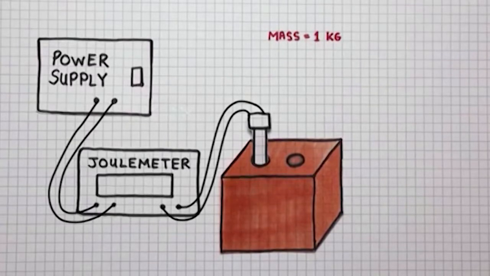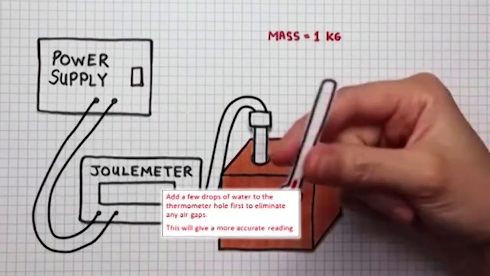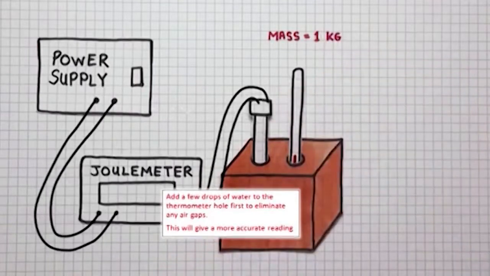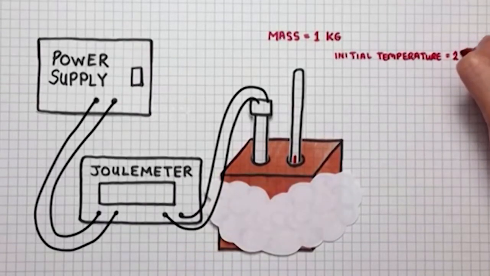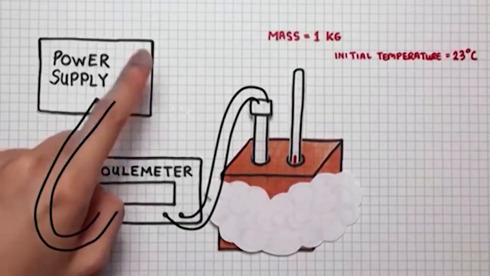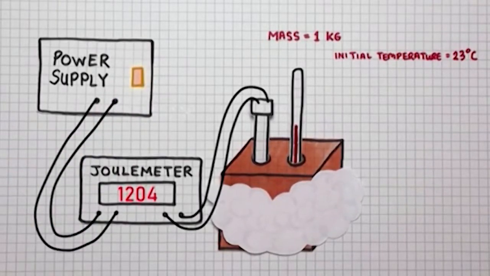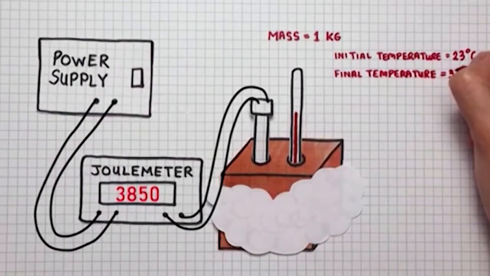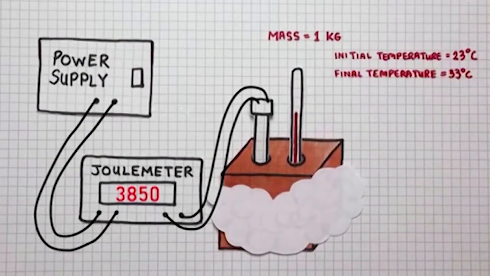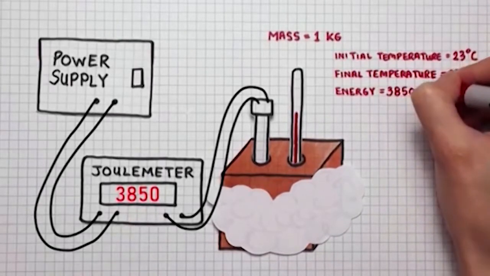So the immersion heater is going to heat up the metal block, but I still need a way of measuring the increase in temperature. There's another hole in the block, so I can insert a thermometer. Now insulate this with plenty of cotton wool. We're ready to start. Record the initial temperature, which is 23 degrees Celsius. Flip the power on, and when the temperature reaches 33 degrees Celsius, we are going to turn off the power supply. The final temperature is now 33 degrees Celsius, and the reading on the joule meter tells us the amount of energy that has been transferred.